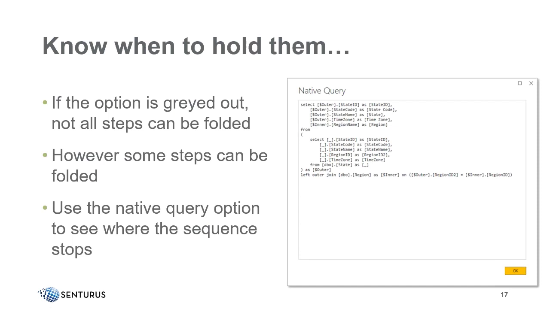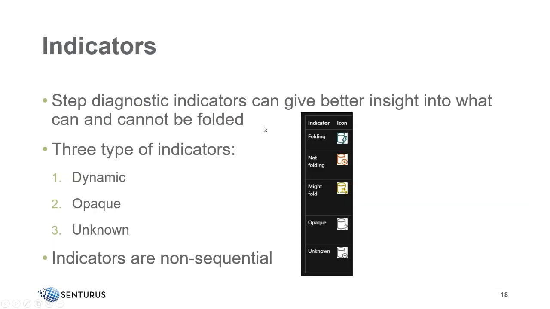Okay, so again, if the option is grayed out, not all steps can be folded. However, some can be folded. And we're going to use that option to see where the sequence stops. And we've got indicators.